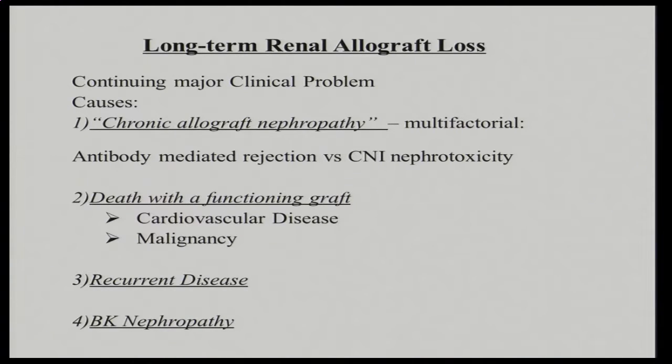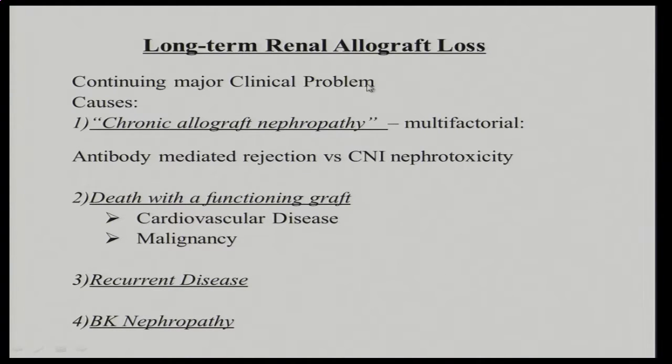And part of it is due to probably the calcineurin inhibitors, which we know are nephrotoxic. We thought some years ago that CNI toxicity was a major factor. Probably still is a factor, but we now know that immunological causes of chronic allograft loss are probably more important.